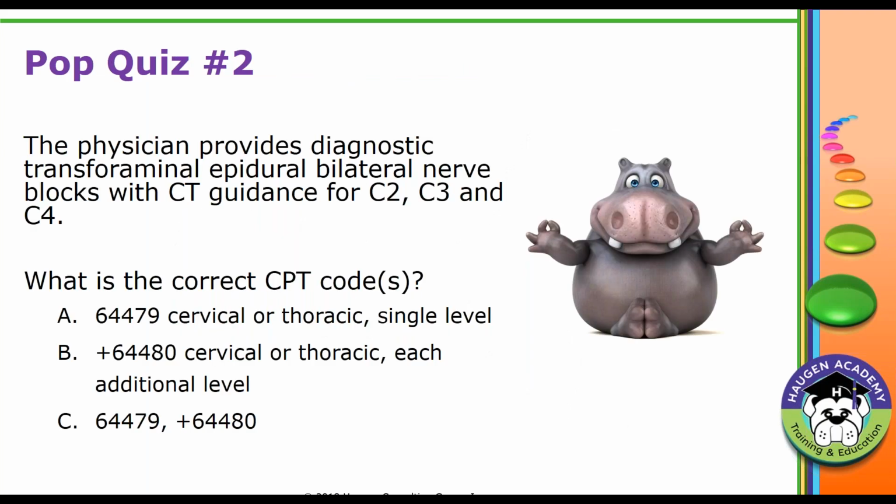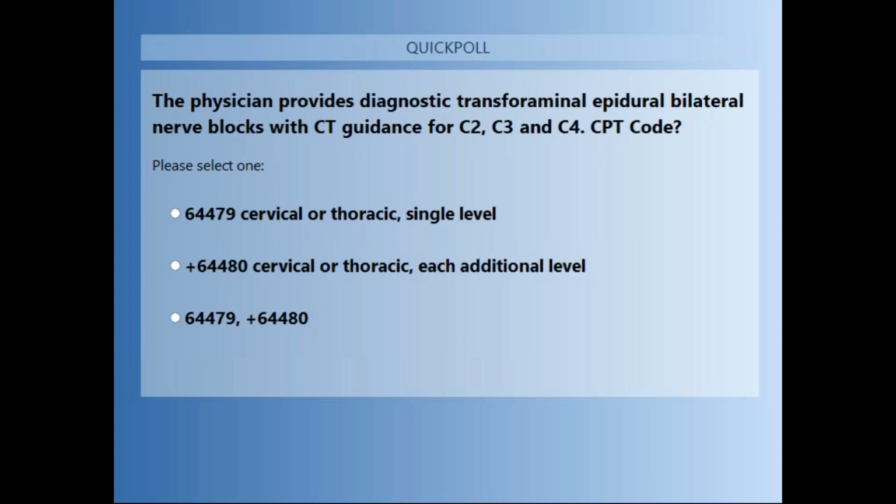So this brings us to pop quiz number 2. Okay, I just launched it, so here's what we want to know. The physician provides diagnostic transforaminal epidural bilateral nerve blocks with CT guidance for C2, C3, and C4. What is the correct CPT code or codes? Is it 64479? Is it 64480? Or is it 64479 and 64480?